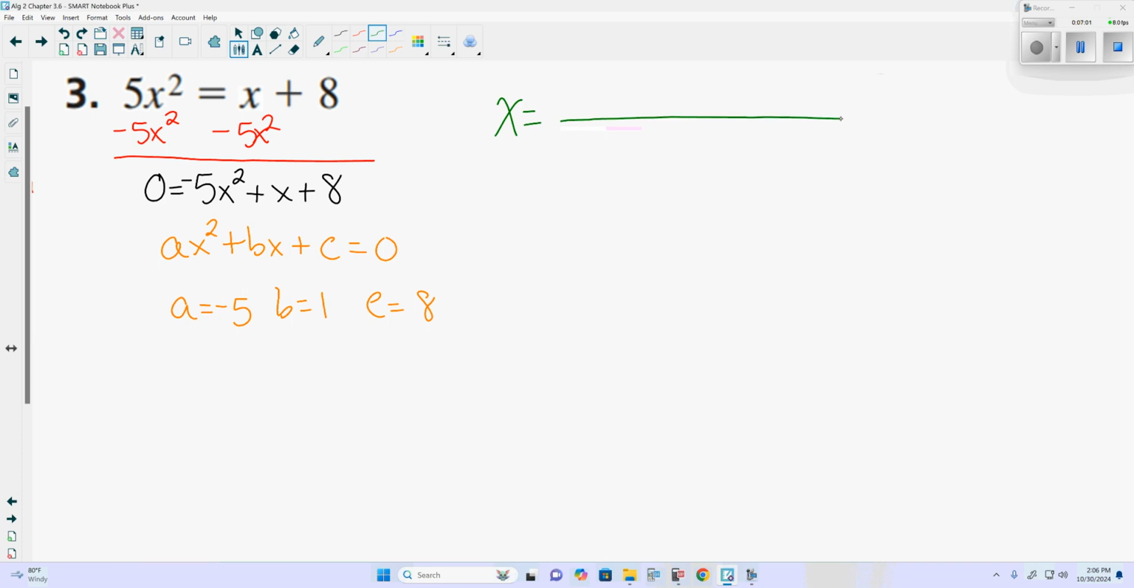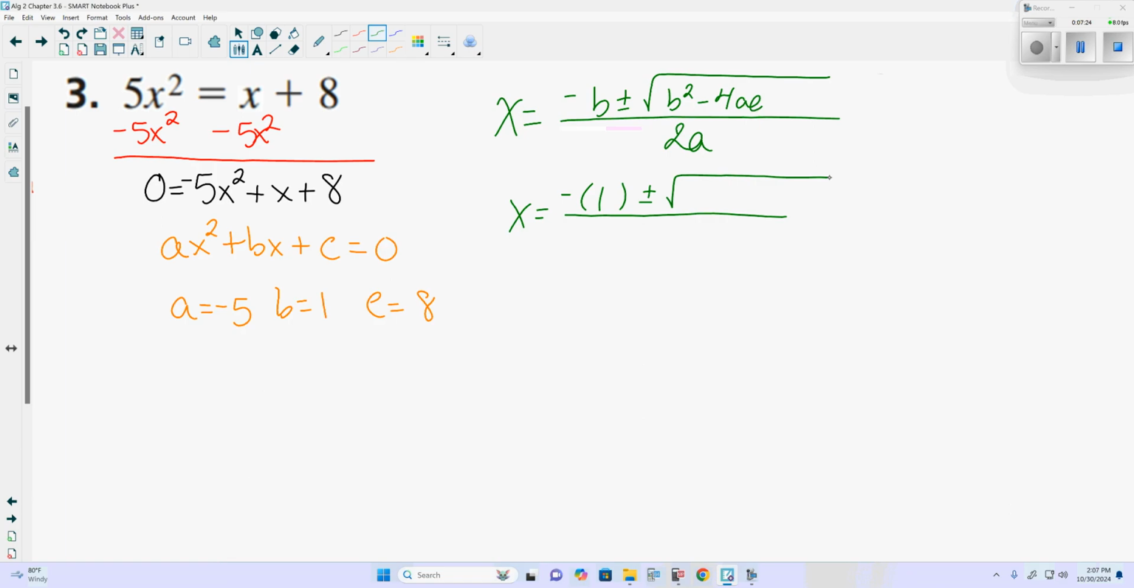Our quadratic formula: negative b plus or minus the square root of b squared minus 4ac, all over 2a. So at this point, we need to plug in the values of a, b, and c. So we'll have negative, our value of b is 1, plus or minus the square root of 1 squared minus 4 times our a value, which is negative 5, times c, which is 8, all over 2 times a, 2 times negative 5.